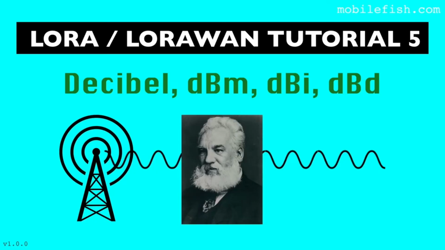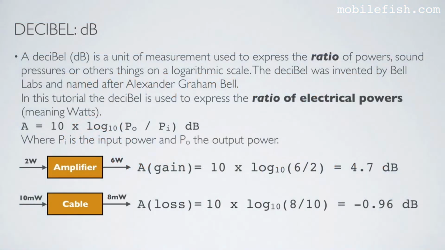In this tutorial, I will explain what the decibel is and what the purposes are of the units dBm, dBi, and dBd. A decibel is a unit of measurement used to express the ratio of powers, sound pressures, or other things on a logarithmic scale. The decibel was invented by Bell Labs and named after Alexander Graham Bell.